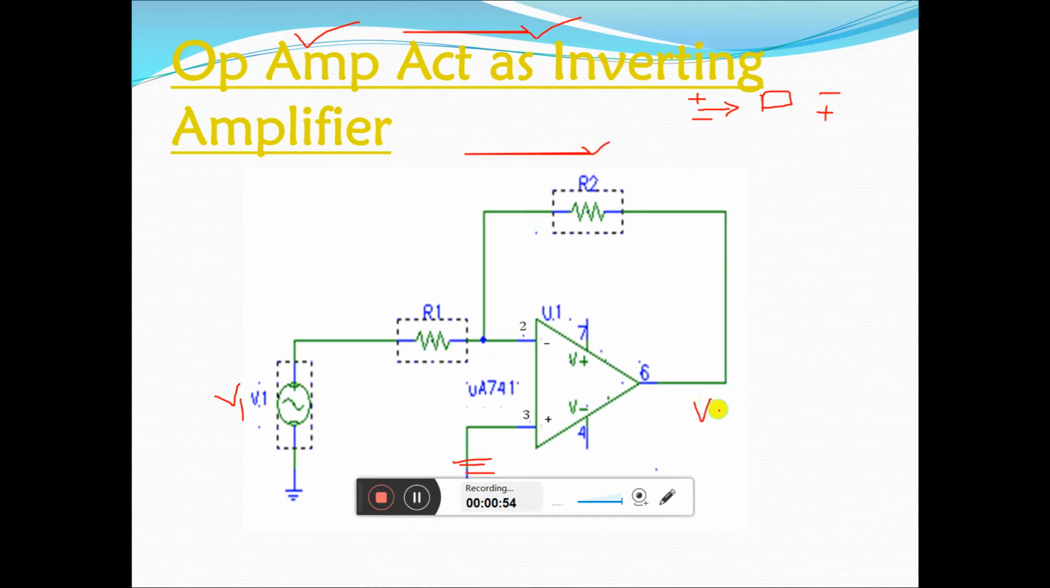Here our output voltage is equal to what? It is minus R2 divided by R1 times the supply voltage, or we also say that V0 is equal to minus Rf divided by R1 multiplied by V input. What is the formula? V0 is equal to minus Rf divided by R1 multiplied by V in. How is it? So let us derive the expression.